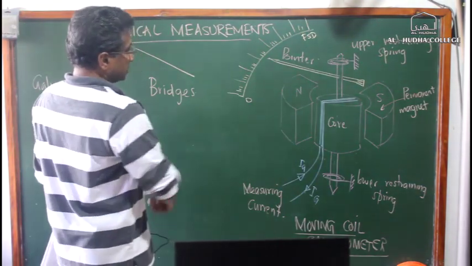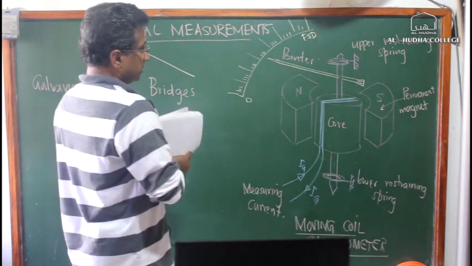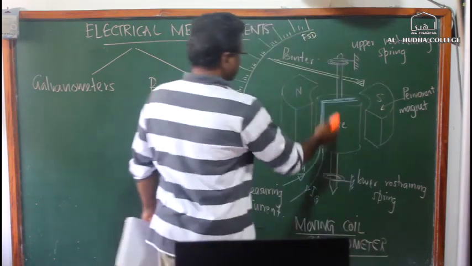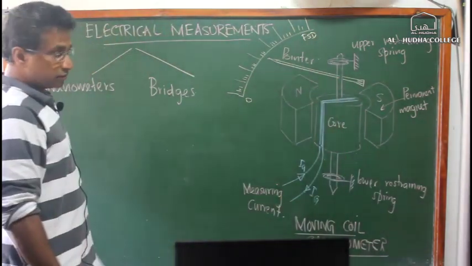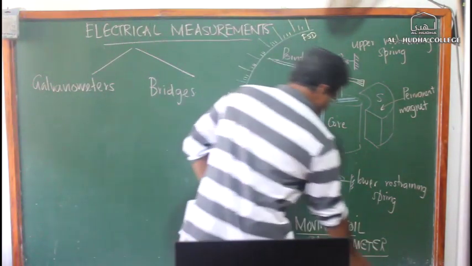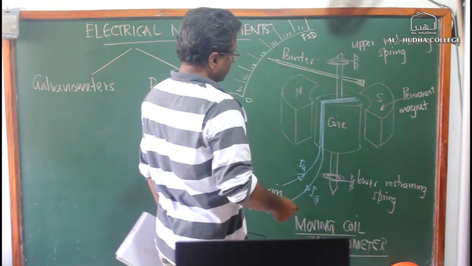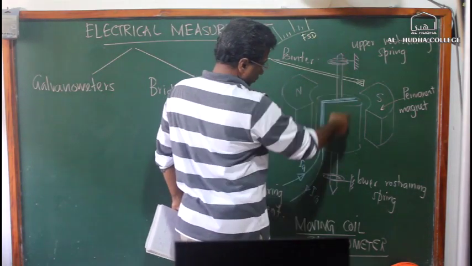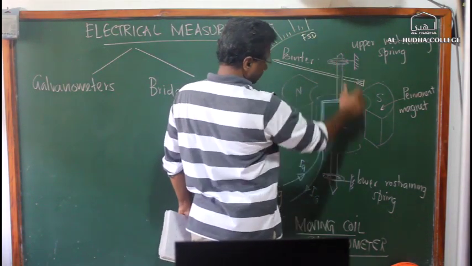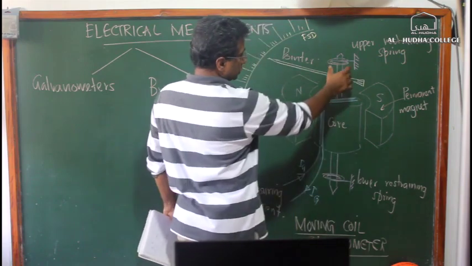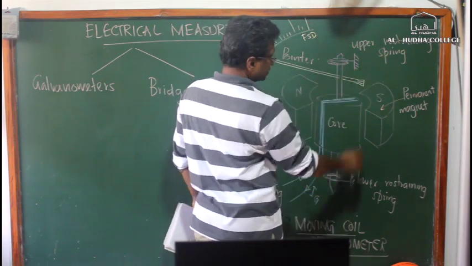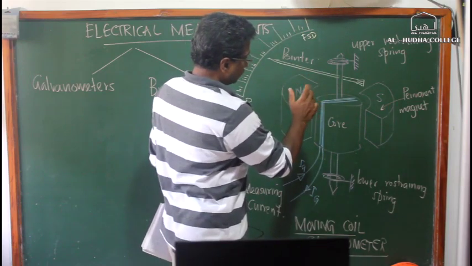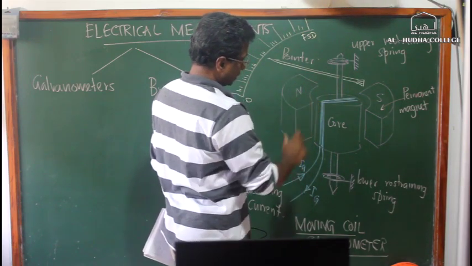For the galvanometer measurements, the basic measuring device is the moving coil galvanometer. Now I have shown the picture here, you can see. This moving coil galvanometer will have a core. A core is on an axis which is balanced by two springs, right? They are called upper and lower restraining springs. That is to keep the core at a particular position without rotating, right?